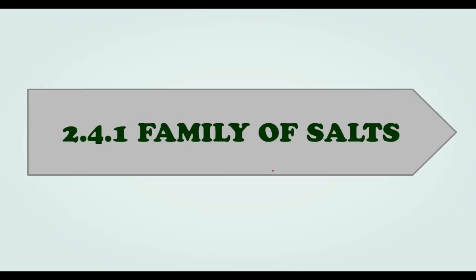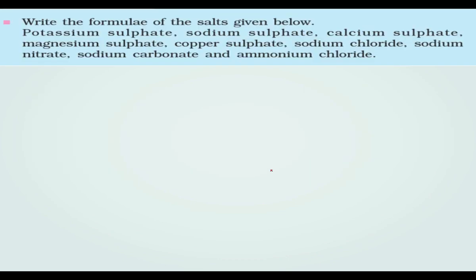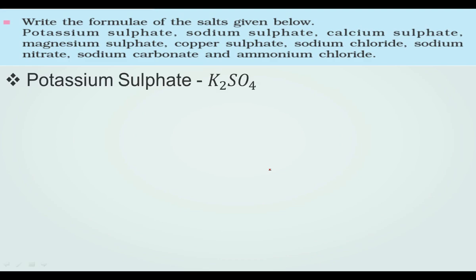Now let's talk about the family of salt with the help of activity 2.13. Write the formula of the salts given below: potassium sulfate, sodium sulfate, calcium sulfate, magnesium sulfate, copper sulfate, sodium chloride, sodium nitrate, sodium carbonate and ammonium chloride. Chemical formula of potassium sulfate is K2SO4.